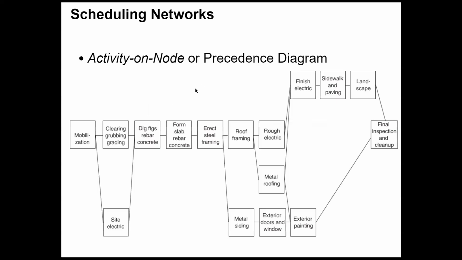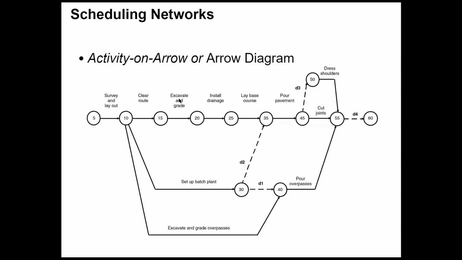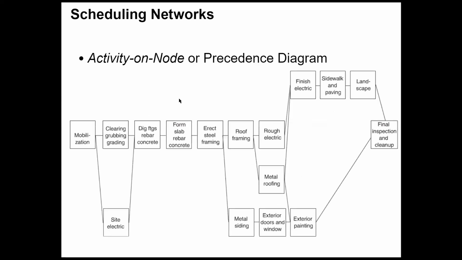So this is AOA. You don't need to know AOA right now. You need to understand what is AON. AON, or what we call the precedence diagram. If you look in the lecture notes, you will see chapter 3, or lecture notes 3, is called the precedence diagram, or in other words AON, activity on node.